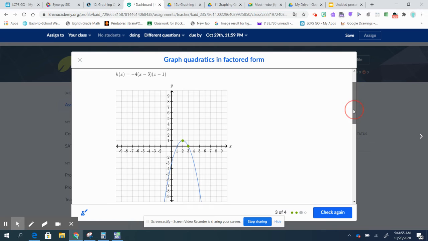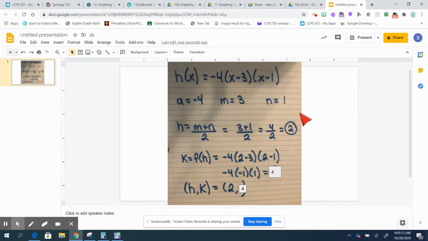I actually did a very basic mathematical error when I was doing this the first time. So now I'm going to fix my problem and show you what I did wrong. So here's our original problem: h of x is equal to -4 times x minus 3 times x minus 1. So I wrote it out here. Then I identified my a is -4, my m and n.